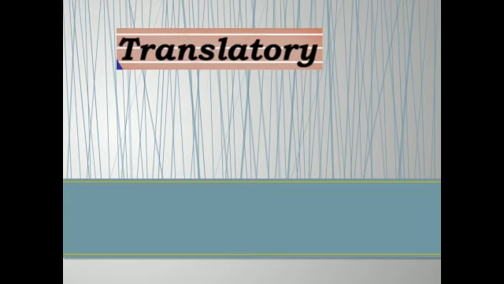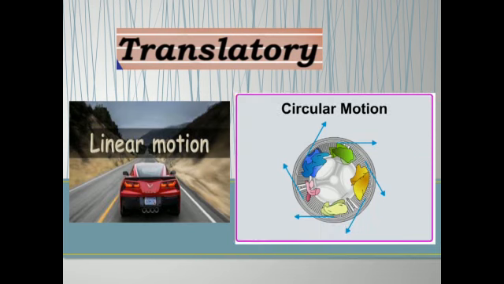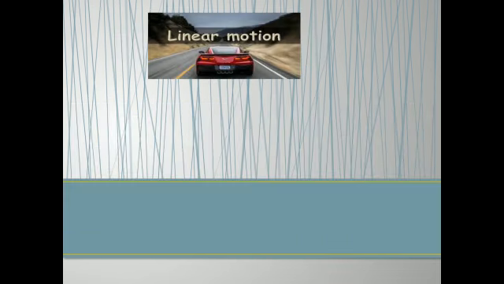A car can move in a straight line or along a curved path. So in both cases, it has translatory motion. That's why there are two kinds of translatory motion. The first one is linear motion and the second one is circular motion. So the first one is linear motion.